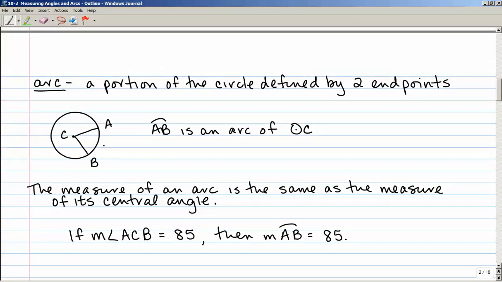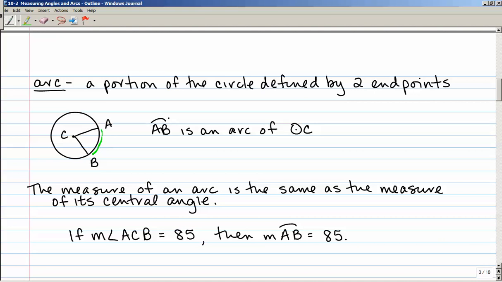An arc is a portion of the circle defined by two endpoints. So AB, that would be this right here, is an arc of circle C. That's the portion of the outside of the circle here. And notice that it's denoted with two uppercase printed letters, because those are points A and B, and instead of a straight line over it, as we did for a line segment, this has an arc over the top of it.